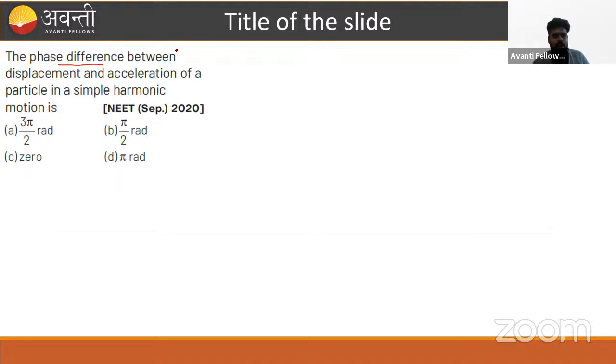Tell me the answer: what is the phase difference between the displacement and acceleration of a particle in simple harmonic motion? What is the phase difference? Anybody, beta? There is no need to solve such type of question, beta. We know that if displacement is in the x direction, then acceleration acts in the minus x direction. We already know. Yes or no, beta. So we can say that here, beta, the answer is pi radian. Okay. So there is no need to solve this.